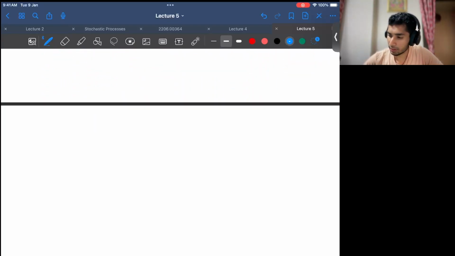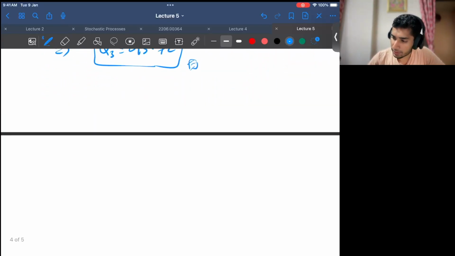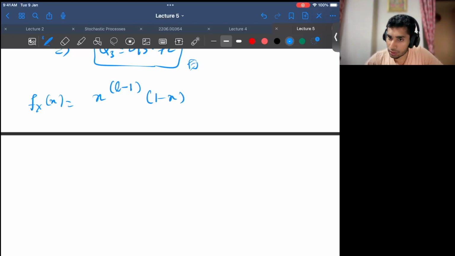Okay, let me write it down. So fx of x is equal to x raised to L minus 1, okay, 1 minus x is here, okay, 1 minus x raised to m minus 1, is it, divided by b of L comma m, is it? Yes, and x is less than 1.